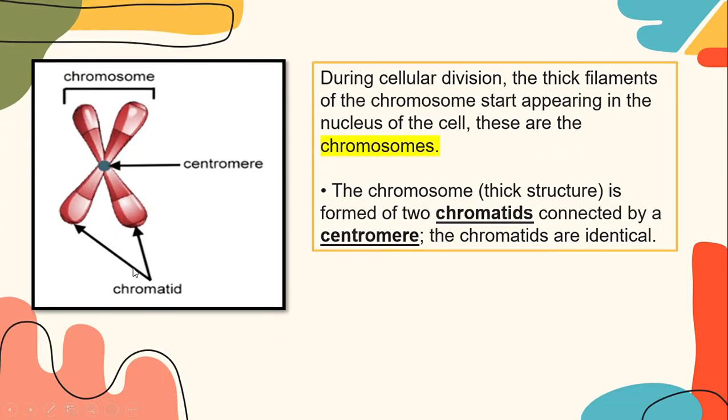As you can see in this picture, this is the shape of a chromosome. It's made up of two sister chromatids attached in the middle by a structure known as the centromere. So the chromosome is made up of two sister chromatids. They have the same length, the same shape, and they are attached in the middle by a structure called the centromere.